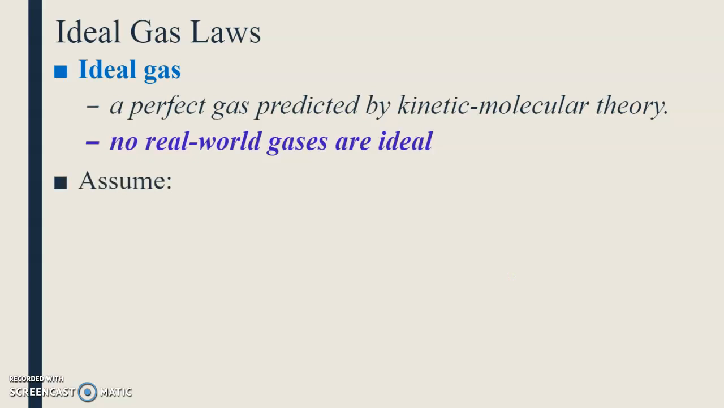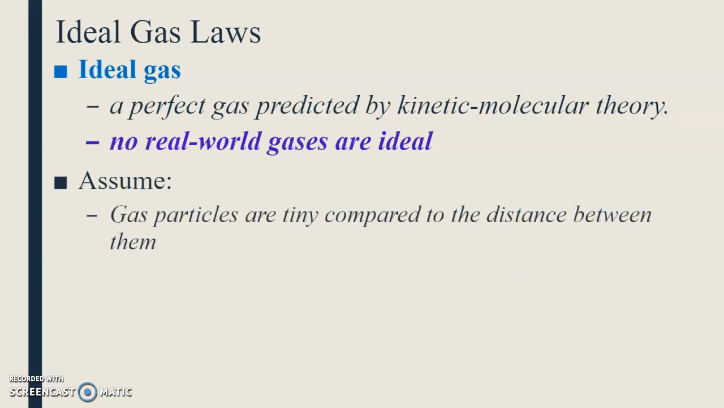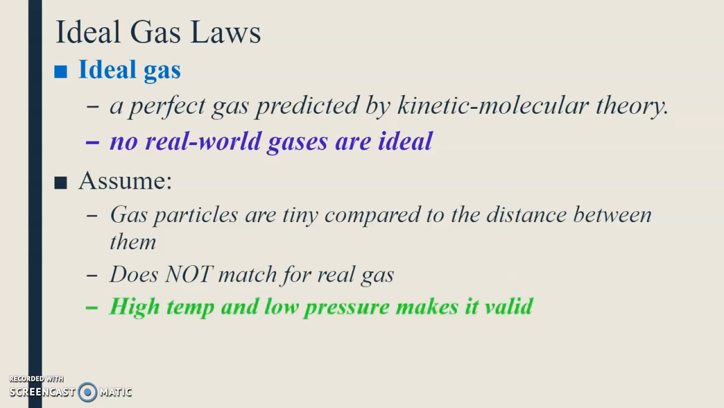But we like to use the ideal gas law. But in order to use it, we have to assume a couple of things. And again, going back to the kinetic molecular theory at the beginning of the chapter, that the gas particles are tiny compared to the distance between them. That was one of the things we said. It does not match for real gases, which makes sense because if it's an ideal gas, we would have to assume that this wouldn't be true for real gases, right? Because then we wouldn't need to worry about it.